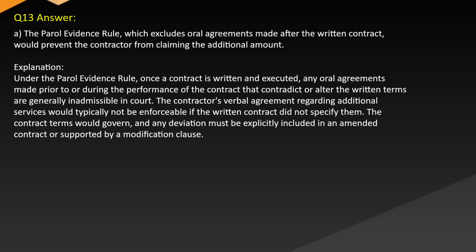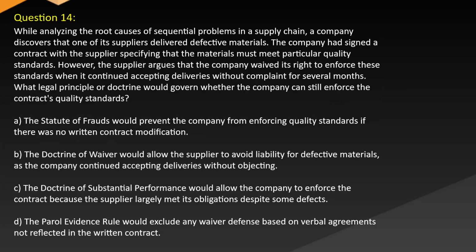Answer A. The parol evidence rule, which excludes oral agreements made after the written contract, would prevent the contractor from claiming the additional amount. Explanation. Under the parol evidence rule, once a contract is written and executed, any oral agreements made prior to or during the performance of the contract that contradict or alter the written terms are generally inadmissible in court. The contractor's verbal agreement regarding additional services would typically not be enforceable if the written contract did not specify them. The contract terms would govern, and any deviation must be explicitly included in an amended contract or supported by a modification clause. Question 14.